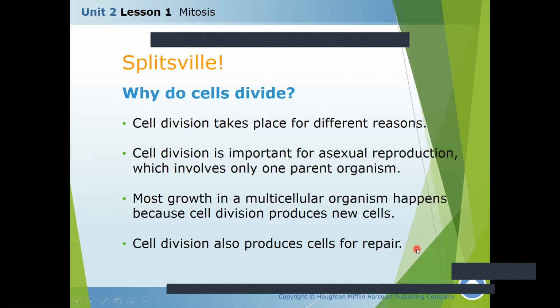Last one: cell division also produces cells for repair. Now, what were the important things, girls? Cells are dividing for reproduction. They divide for repair. They divide to grow. Now, did you get it?